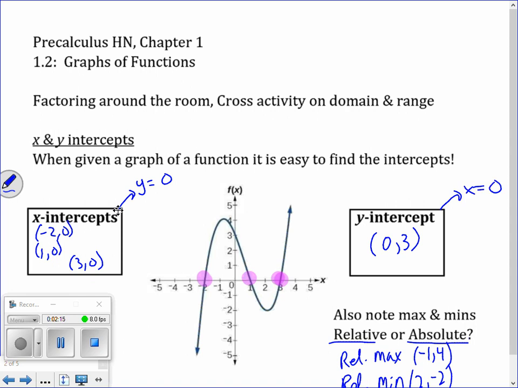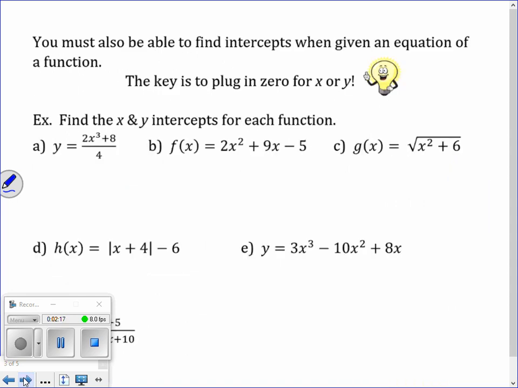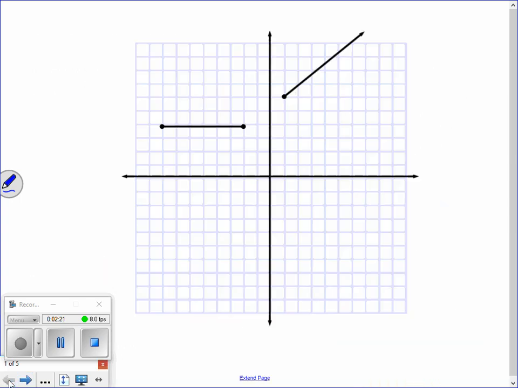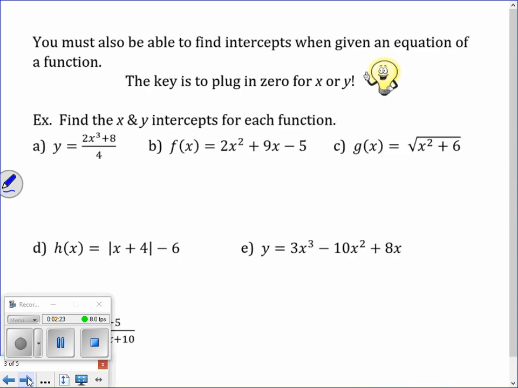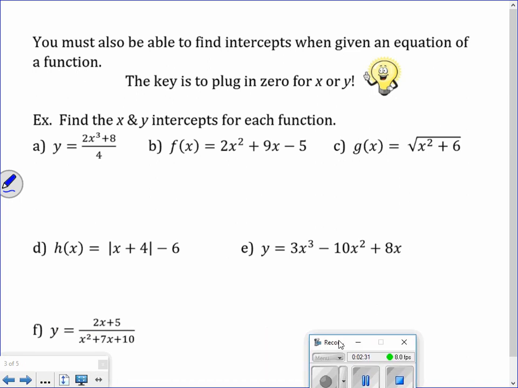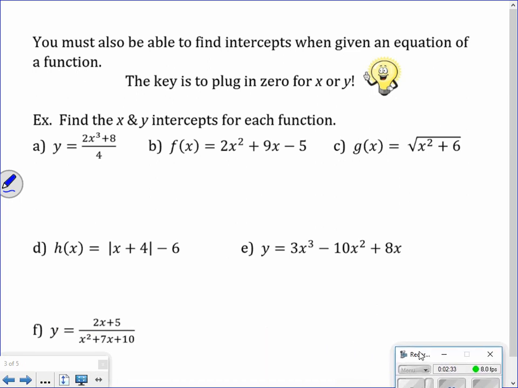All right, so it's very, very easy to plug in 0 for x in all these problems and find the y-intercept. So why don't we just do that real quick right now for all of them. So if I want the y-intercept, I would basically just plug in 0 for x and then get the answer. So in this problem, I would get 0 plus 8 over 4, so I'd have 2.